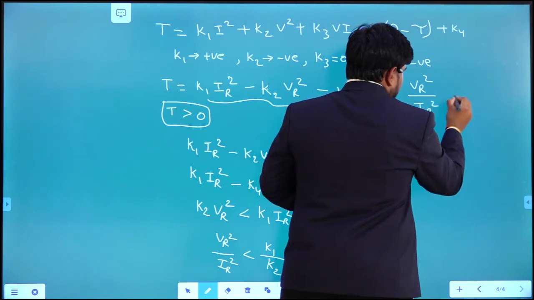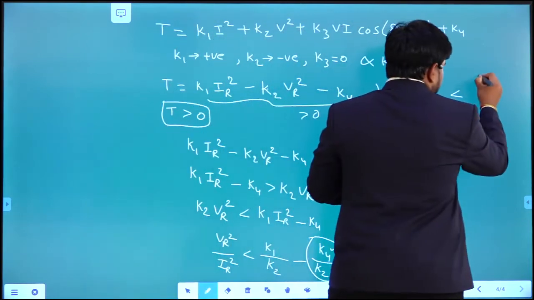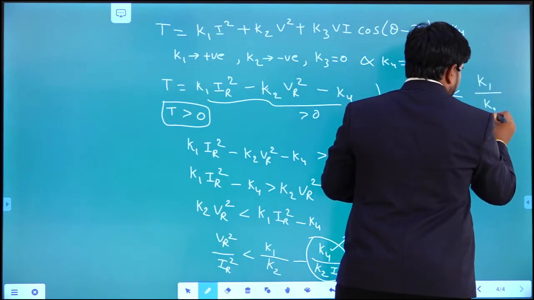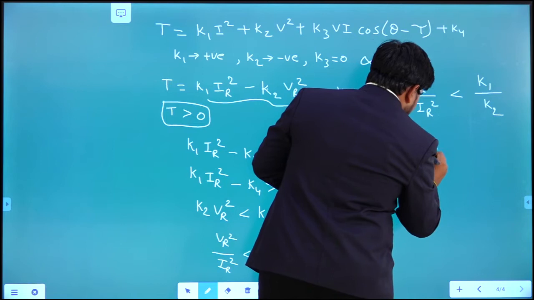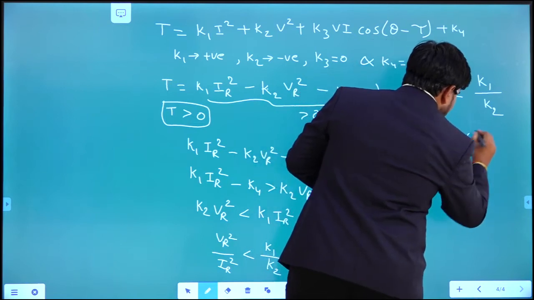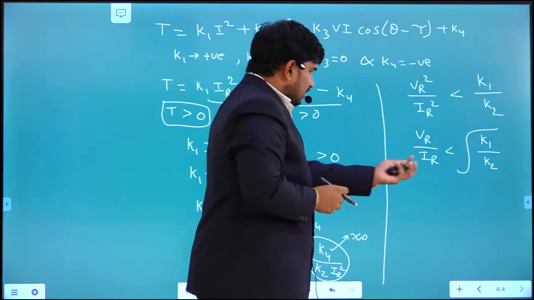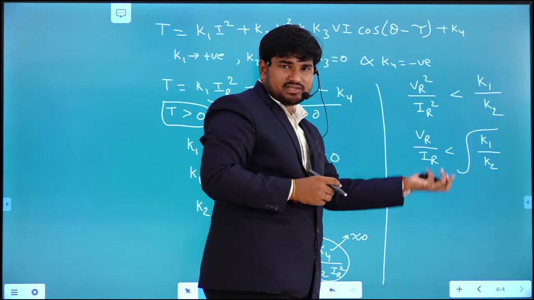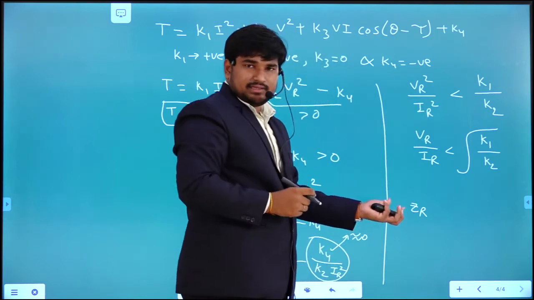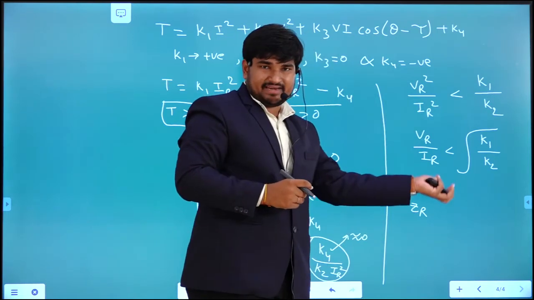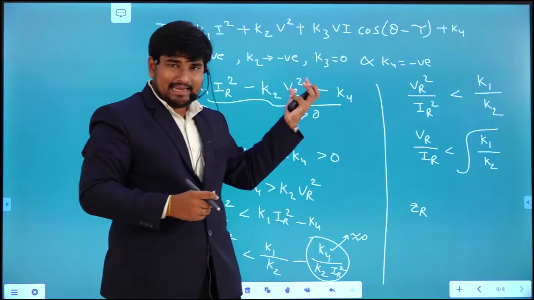IR square, which is less than, what is the remaining term? It is K1 by K2. Now VR by IR is less than square root of K1 by K2. So what is VR by IR? This is impedance only, that means it is ZR, the impedance which is measured by the relay.